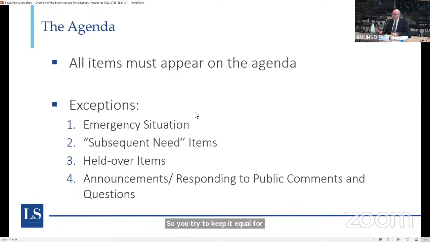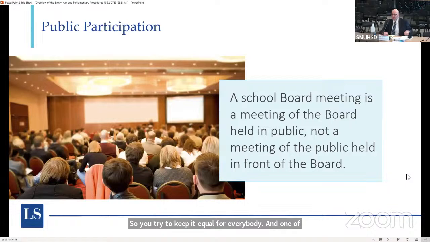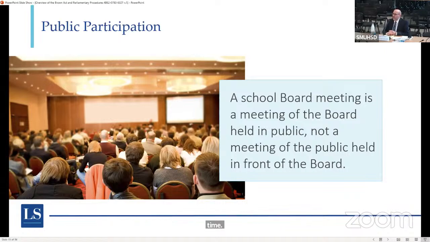And one of the important things to remember, and this is a quote that comes from CSBA, from NSBA, that we use all the time, a school board meeting is a meeting of the board held in public, not a meeting of the public held in front of the board. And your board bylaw 9320 says this. This is the first thing it says in the bylaw.